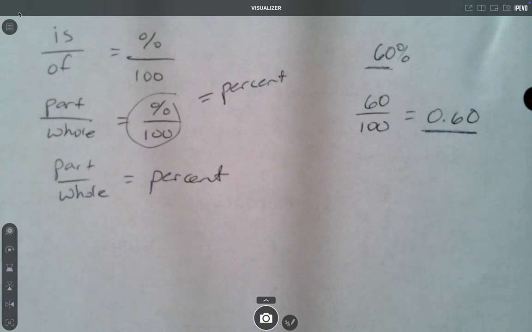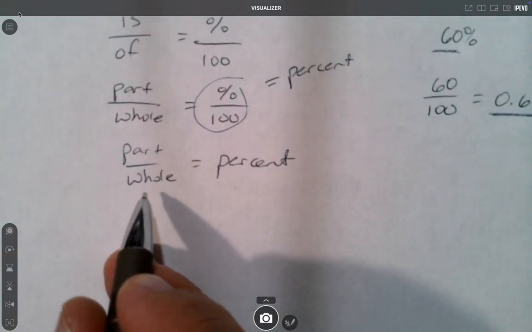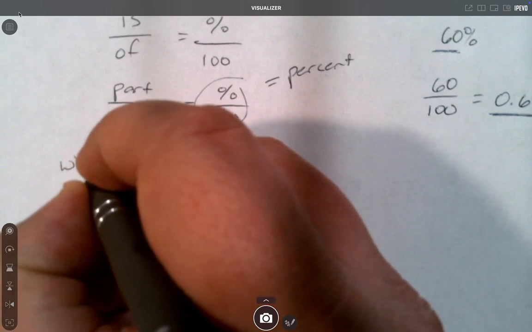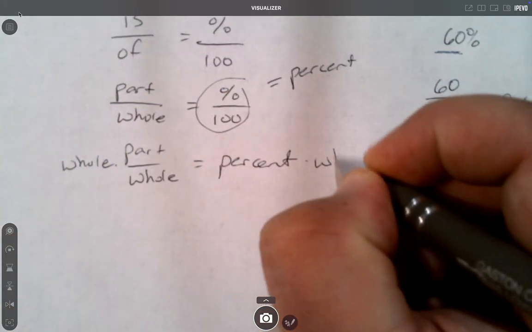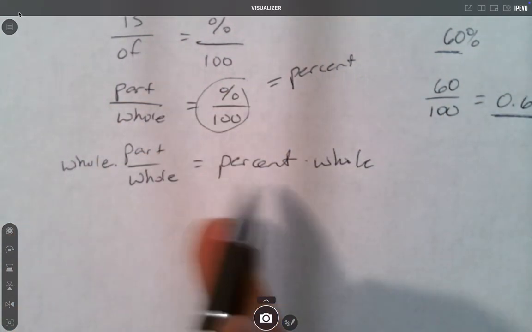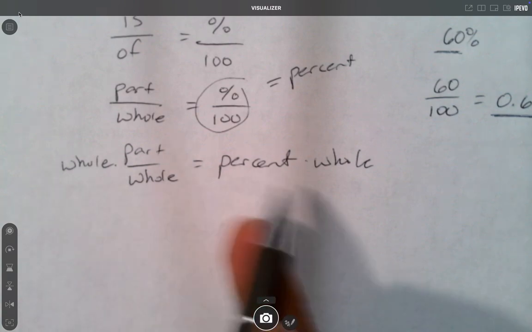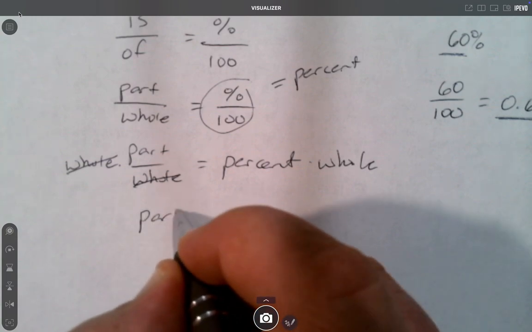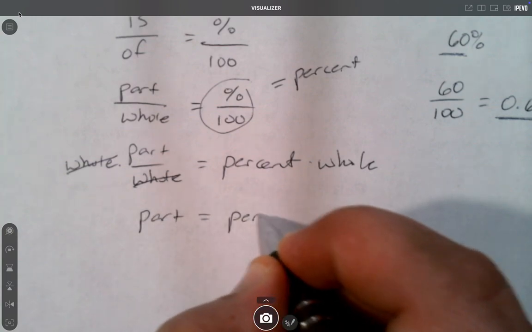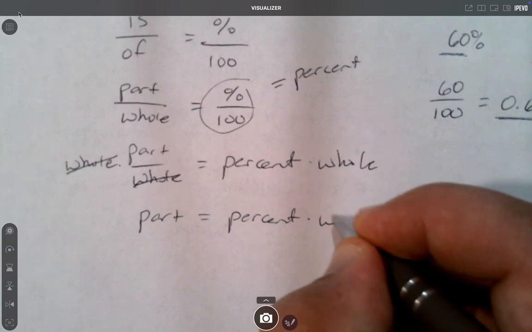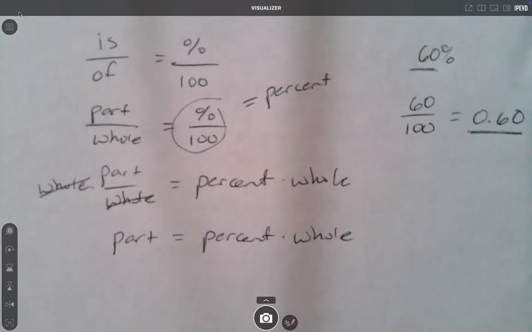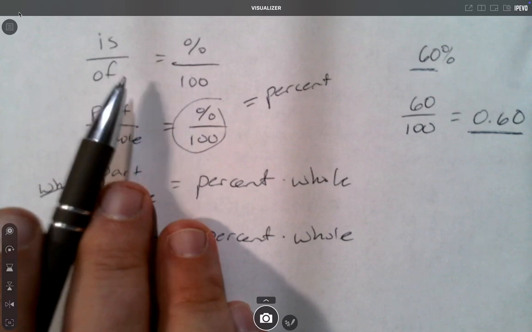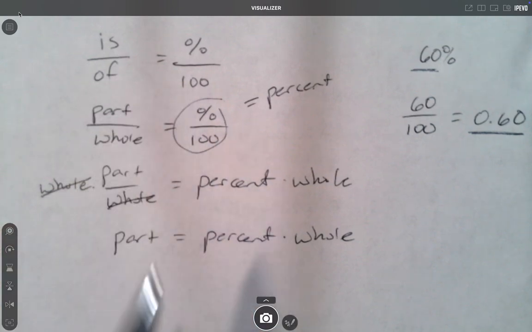And the last thing you do to make it look like it was on the front, they don't have any division, so we'll multiply both sides by the whole to get rid of it as the denominator. So remember, I know these are words, but they represent numbers, so we can work with them just like numbers. So the whole cancels out, leaving part equals percent times the whole. And lo and behold, you can see how the percent proportion we learned in section 7.3 and the percent equation are actually just the same thing rewritten.